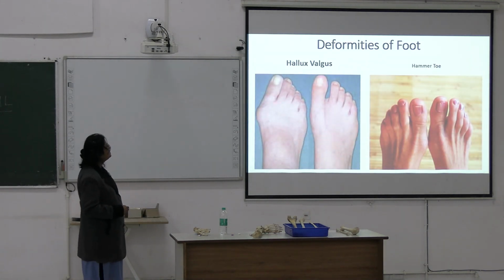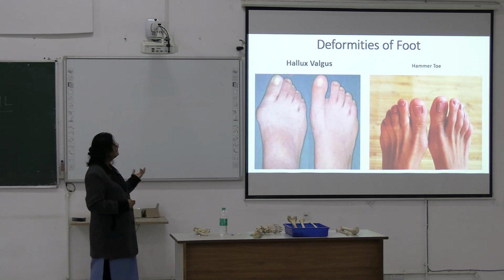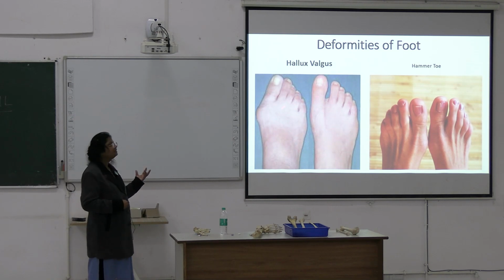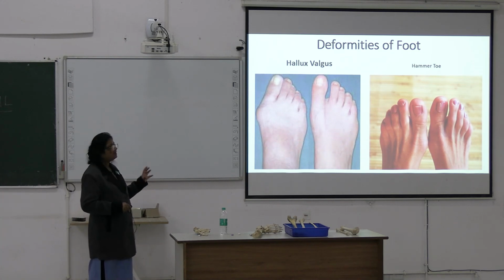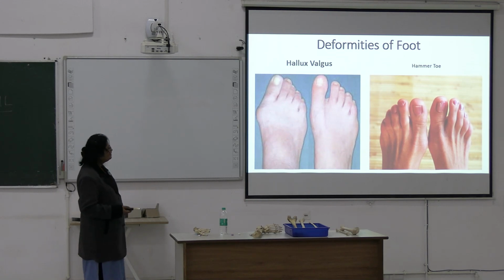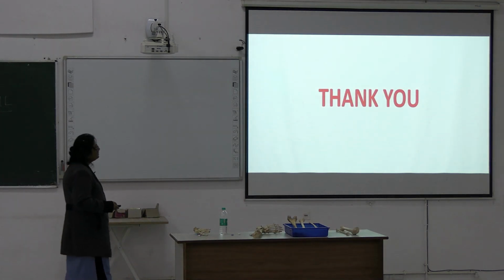is hallux valgus. Valgus means deviated outward. This is the normal great toe. In this case, the great toe is deviated outward and there is a prominence formed here. So, this is known as hallux valgus. Next is hammer toe. In hammer toe, the toe is blunted and forms a hammer-like structure. Okay, that is all.